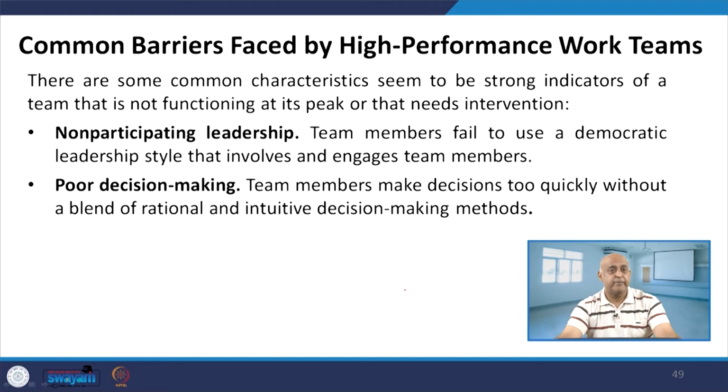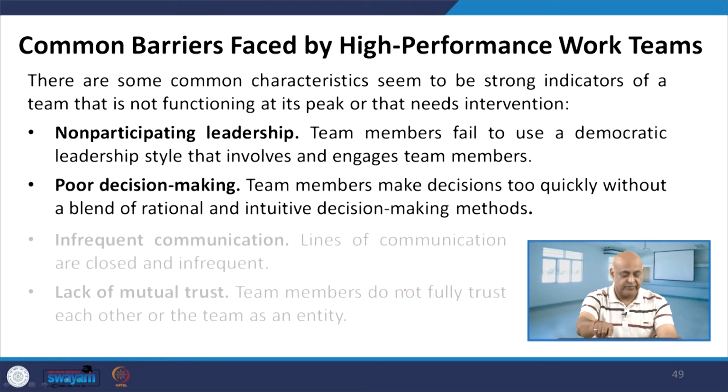Poor decision making. Naturally the team members are interdependent. They depend on the leader to take the decisions, and only then will any act be done, but there is poor decision making. He is looking towards his superior, and nobody is taking a decision. Team members make decisions too quickly without a blend of rational and intuitive decision making methods. If there is a team, the leader will have directional leadership, and when there is directional leadership, intuitive decision making will be taken by the team, and that will be acceptable.